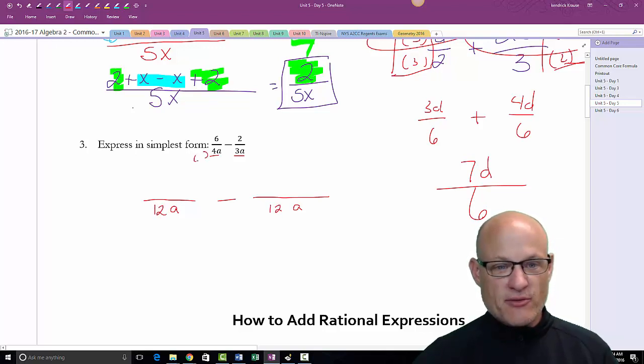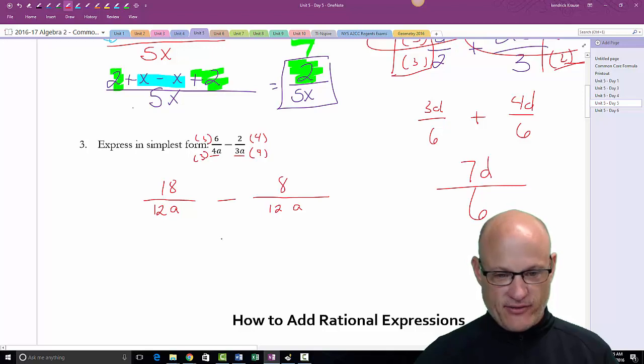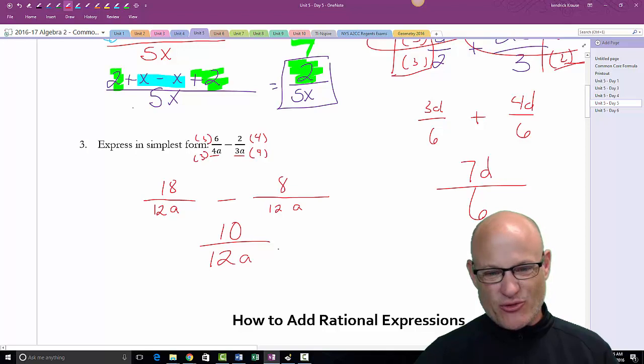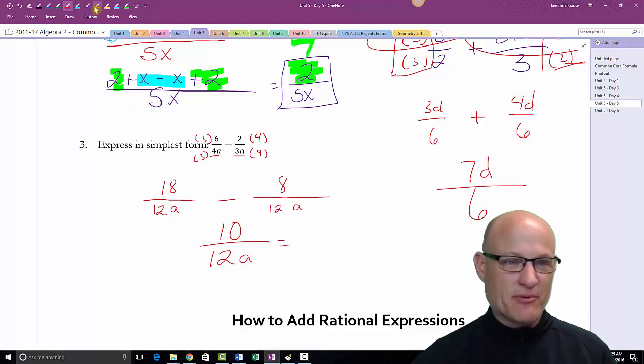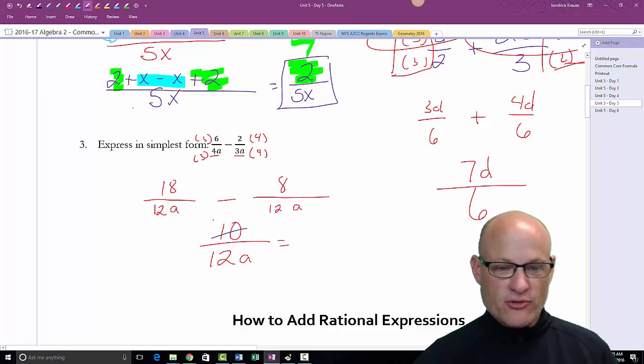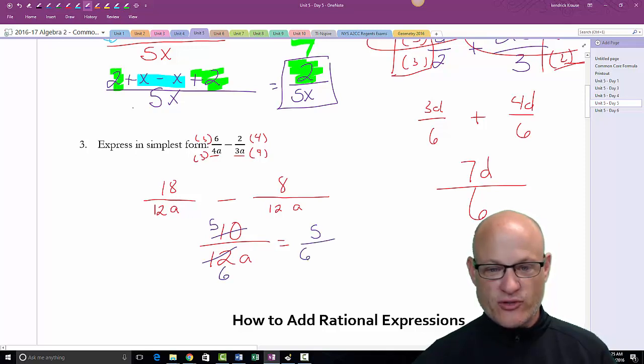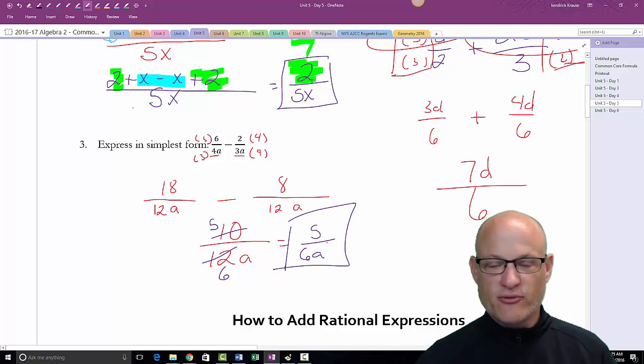So I multiplied this one by 3. I got to multiply this one by 3, 18. I multiplied this one by 4. I got to multiply this one by, that is a 4. That's not 4 ninths, it's 4 over 4. And that is 8. So what is 18 minus 8? That would be 10 over 12A. Don't think I should leave it like that because it can be simplified. 2 goes in here 5 times. 2 goes in here 6 times. So that's 5 over 6A. It's just beautiful. It's just beautiful.